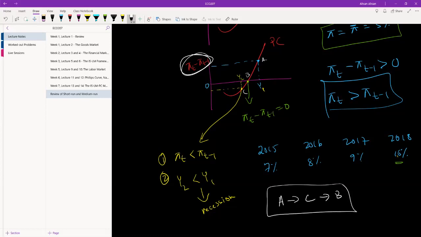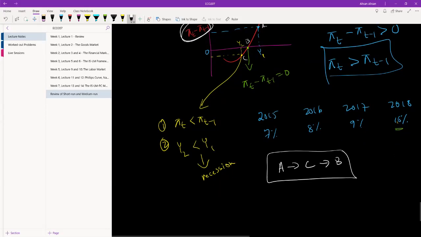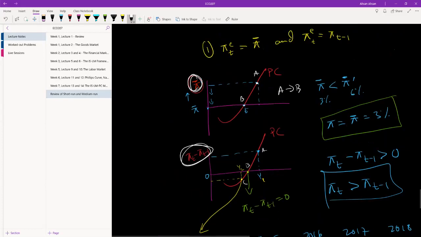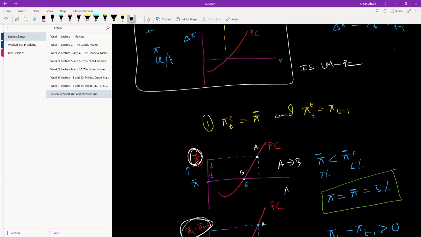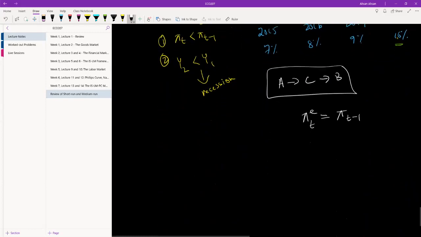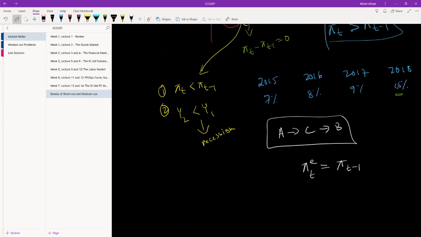So that's the additional step that central banks have to take when we have a scenario where expectation of inflation is informed by previous year's inflation. Things are much easier when expectation of inflation is just formed around a fixed level. So that was it, what we've done for medium run.